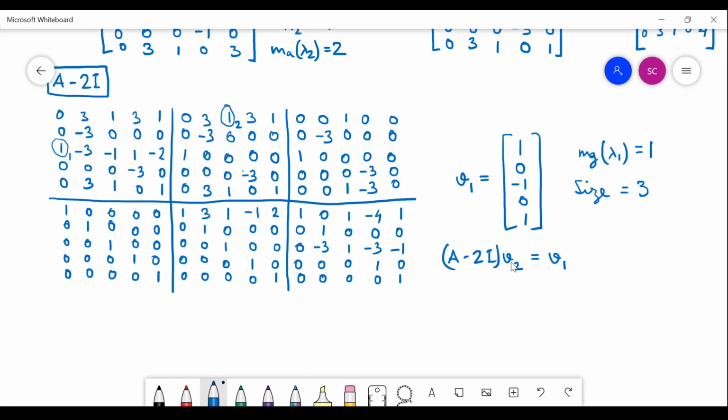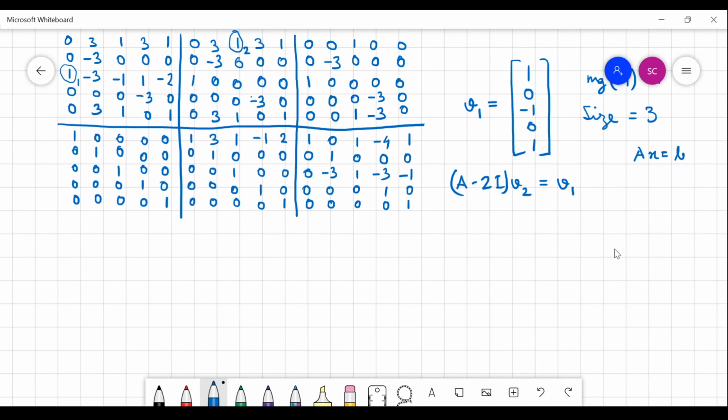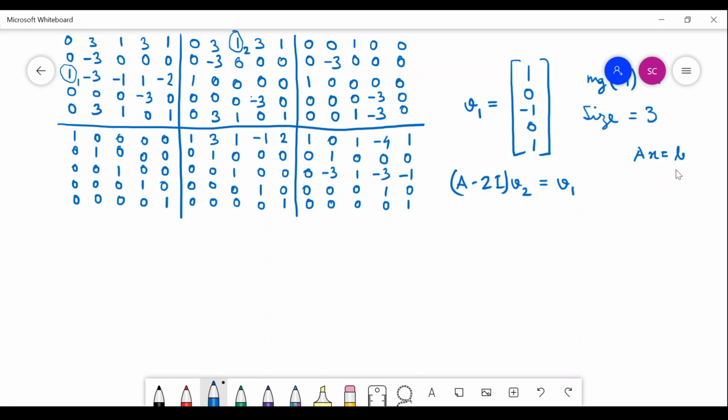Let me do the column operation, and this is actually a general methodology to find the solution to a set of linear equations. So this is basically a set of linear equations with unknown v2 and known v1. So in general we are trying to solve the form Ax equals b, where A and b are given and x is to be found. In that case, we will write down the columns of A and append the column of b.